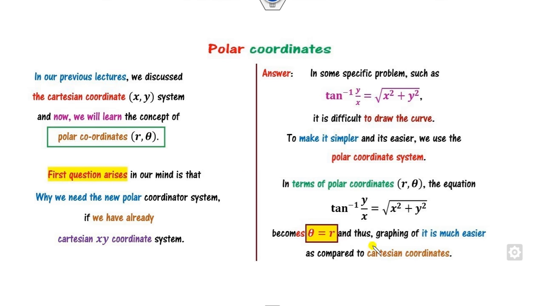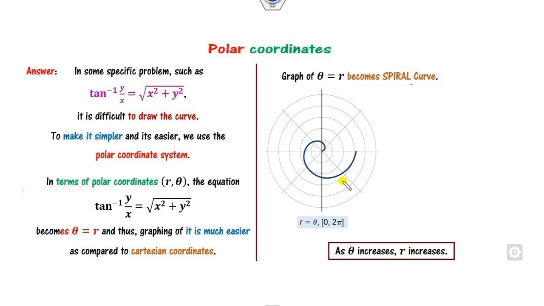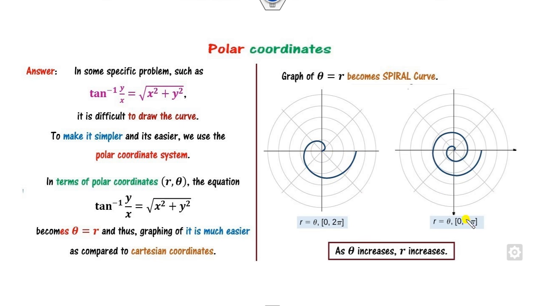From here you can see the graph of this function is much easier in polar coordinates than in Cartesian coordinates. How can you draw the graph of this? For example, if I vary the value of theta from 0 to 2 pi, then the graph will be here. We will learn how to draw this graph in our next lectures. If you draw the graph over the interval 0 to 4 pi, then the graph will be here, and so on. You can see the shape of this graph is spiral in nature, so we call the graph a spiral.